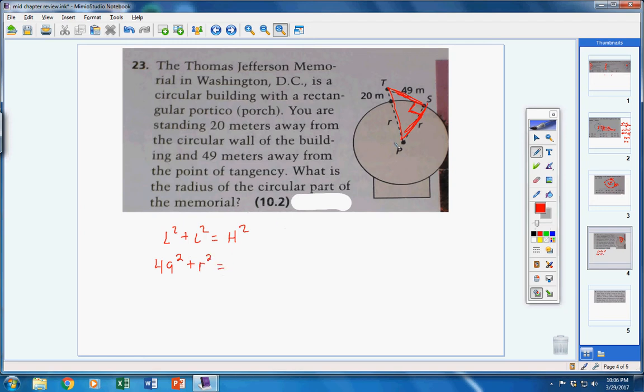Now your hypotenuse is a sum. From here to here is 20. From here to here is R. So if you add them together, you get R plus 20. Please do not say that R plus 20 is 20R. 20R is 20 times R. 20 times R is not the same thing as R plus 20. That's like saying 2 plus 5 is the same thing as 2 times 5. And obviously that's not true.